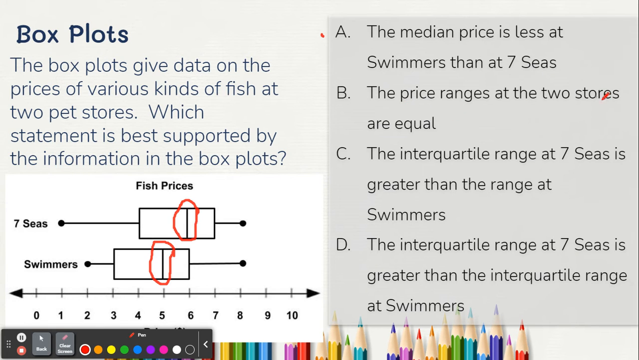Let's see. The price ranges at the two stores are equal. So this goes from 8 to 1. 8 minus 1 is 7. And this one goes from 8 to 2. 8 minus 2 is 6. So they're not equal, so it's not that one.